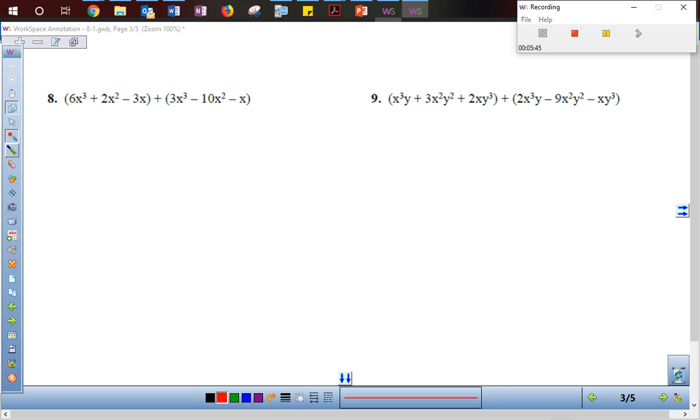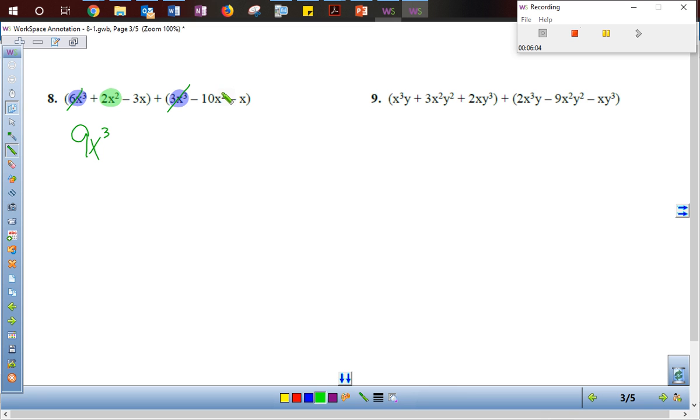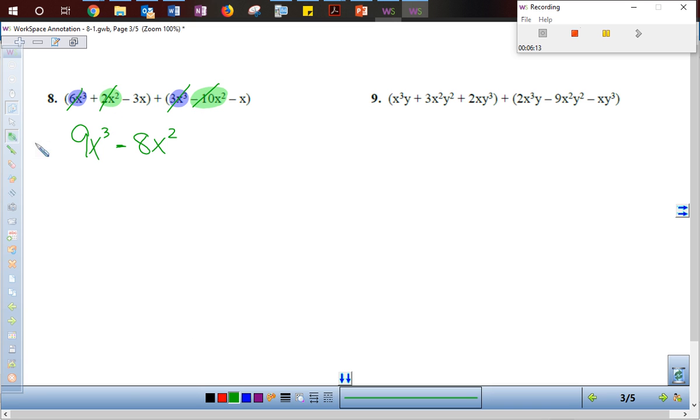On number 8, I'm working with a little bit different variables, but that's okay. I start off with a 6x cubed and a 3x cubed, and I can add those together and get a 9x cubed. Okay? Then I see a 2x squared and a negative 10x squared, which can give me a negative 8x squared. And finally, I see a negative 3x to the first and a negative x, and that gives me negative 4x because they have like signs, so we add them together.